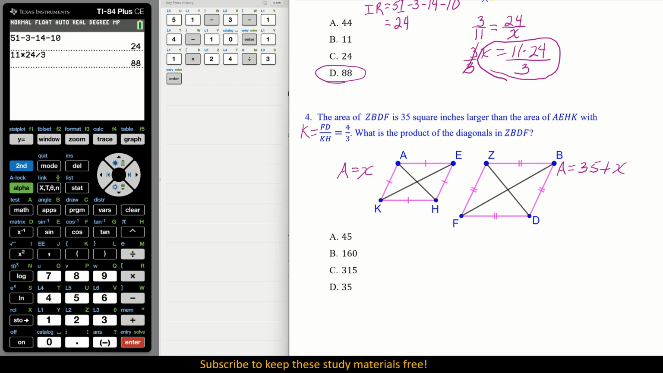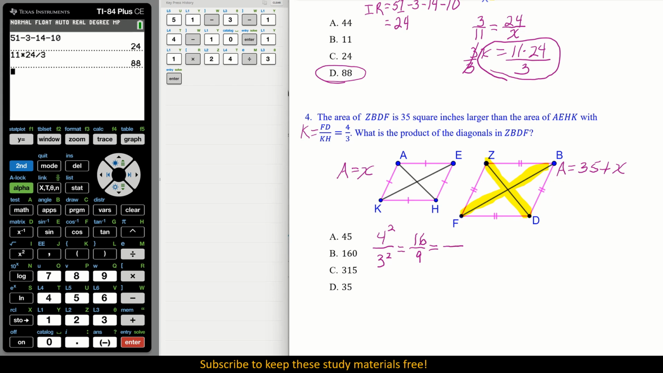All right, that is one dimensional, but area is two dimensional. So this means we'll have to square the 4 and the 3, take the second power. And then it says, what is the product of the diagonals? So diagonals of ZBDF. So they want these guys right here. Okay, so what we need to do is this. We need to take 4 squared over 3 squared, which is 16 over 9.